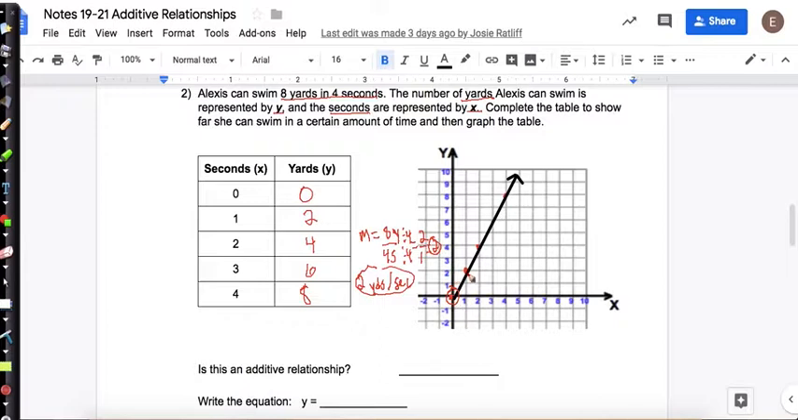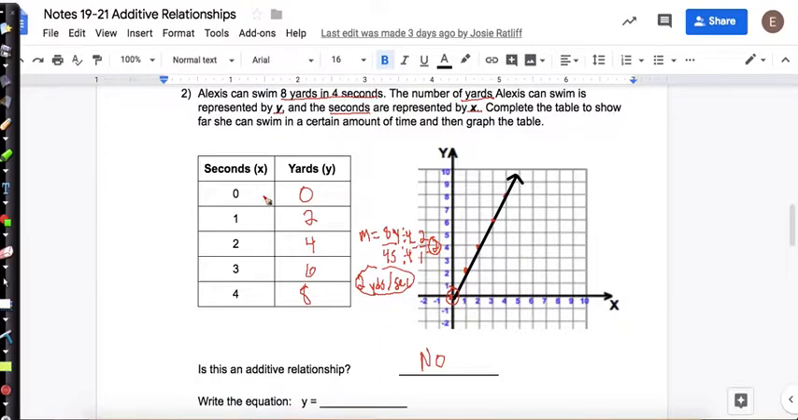And let's look at the graph here. Up 2 over 1, up 2 over 1, up 2 over 1, and up 2 over 1. So the slope is 2. So is this an additive relationship? No, because we are multiplying all the way through.